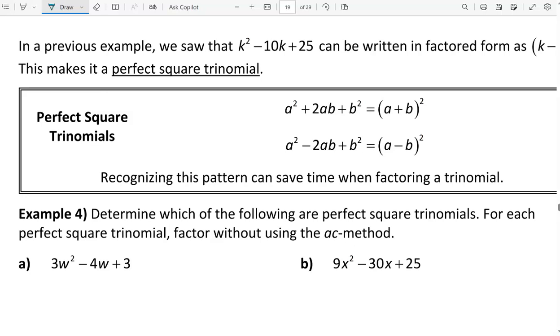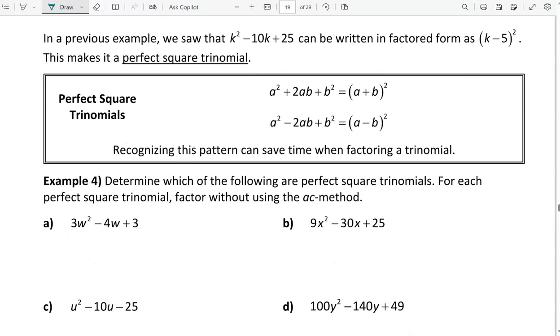All right, now let's take a look at something called a perfect square trinomial. You'll remember this one from a previous example. And we wrote that in factored form as k minus 5 squared. That makes it what we call a perfect square trinomial. And perfect square trinomials always come in this form. A plus b squared is equal to, and if we FOIL a plus b times a plus b, we'll get a squared plus 2 times a times b plus b squared.